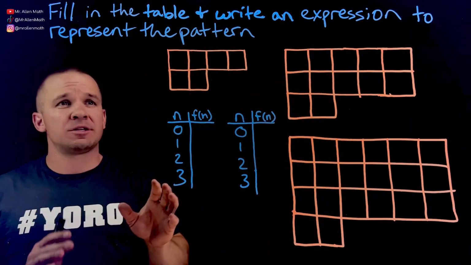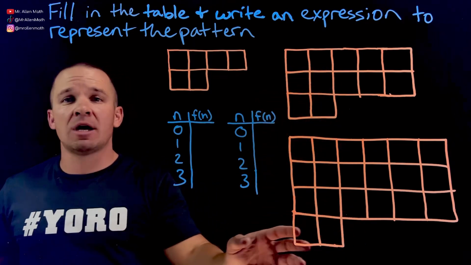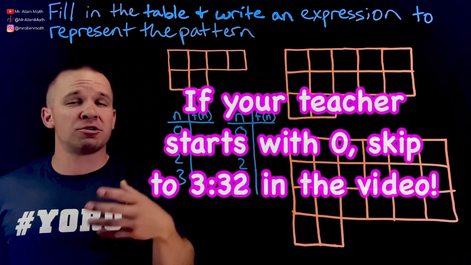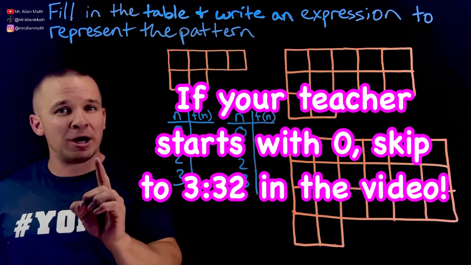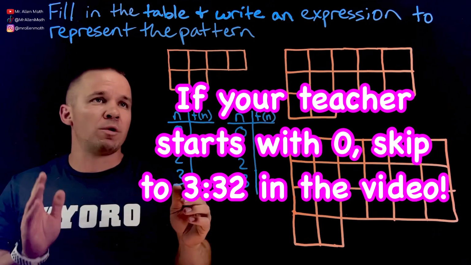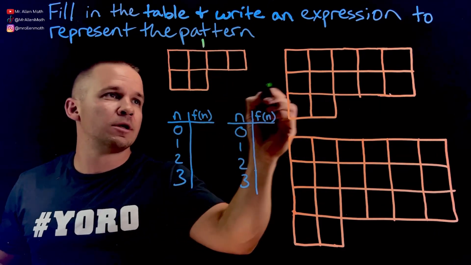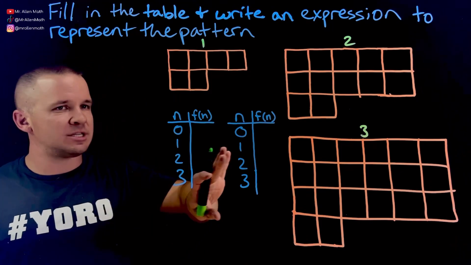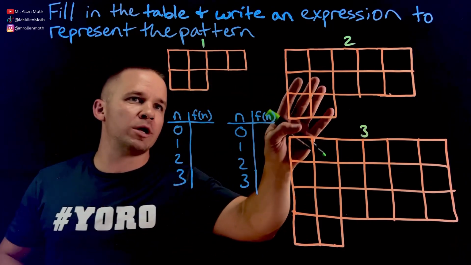Now, some teachers like to start with 0, 1, 2. Some just go 1, 2, 3. So I'm going to show you guys two different ways. Depending on what your teacher likes to do, I'd pay attention to that one and maybe skip over the other so you don't get confused, all right? So let's start with 1, 2, 3. If you start with 0, skip ahead a little bit, okay? So I'm starting with 1, 2, and 3.